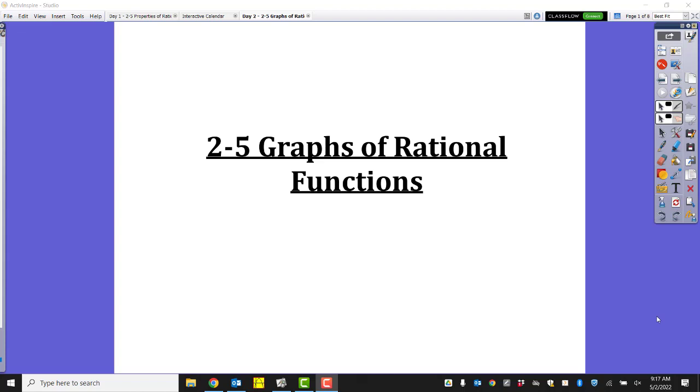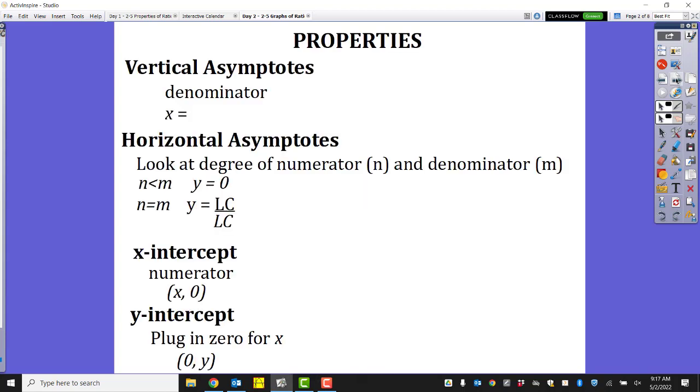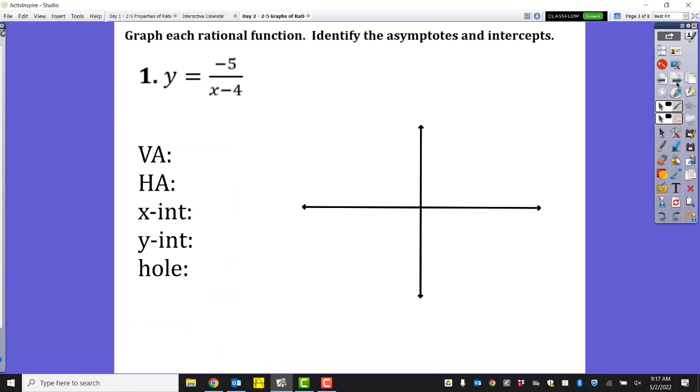All right, so today we're looking at the graphs of rational functions. This is going to be the main focus of this unit, for the rest of this unit. So yesterday we found all of this information. We found the vertical asymptotes, the horizontal asymptotes, x-intercepts, y-intercepts. We also found holes. So we're not going to go back over how to find all of these. What we're getting straight into is graphing.